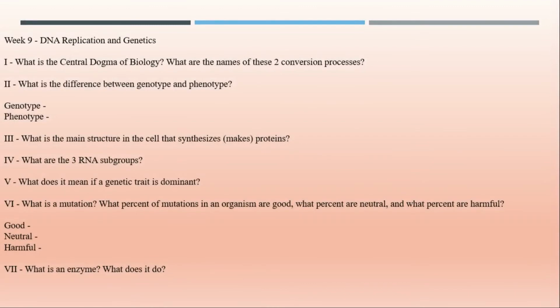Okay, a little bigger study guide here. This was the combined weeks on DNA replication and genetics. Here are our questions. I'll let you look through those.